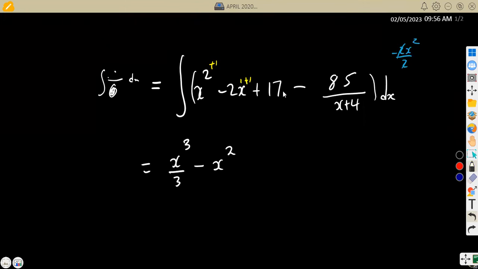That 2 and 2 canceled. 17 is a constant, so if we integrate, it is going to be 17x. Then we've got negative 85 over x plus 4. This is a fraction, and we know that it's going to give us a ln. So this will be negative 85 ln of x plus 4, plus the constant of integration. So that's it. That's what you're going to have.